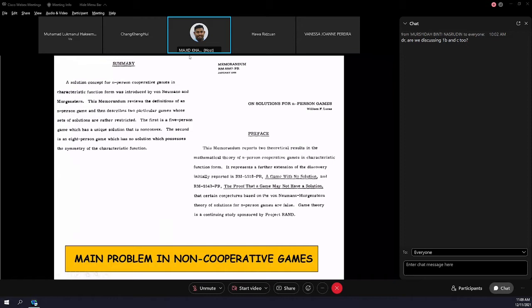And from here, the summary: a solution concept for n-person cooperative games is a characteristic function. Do remember, when he tried to solve this, one of the assumptions I already told you: game theory has a lot of assumptions.